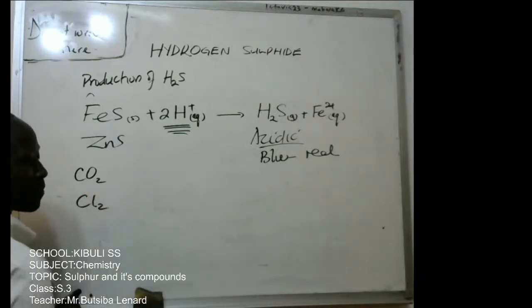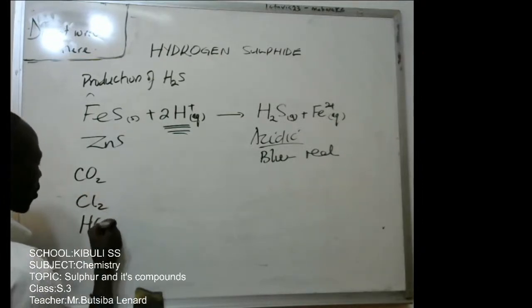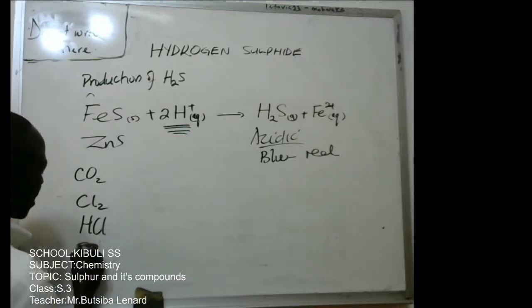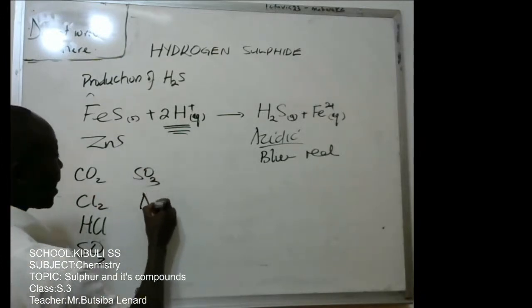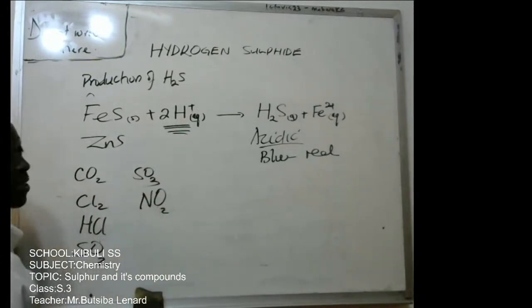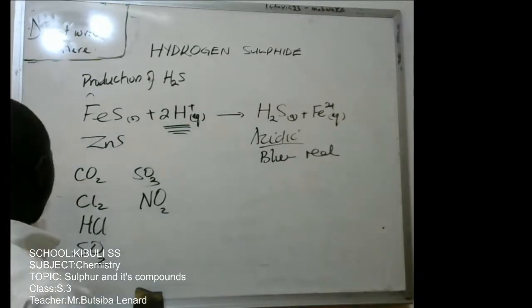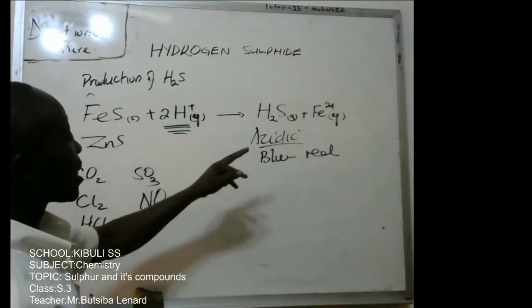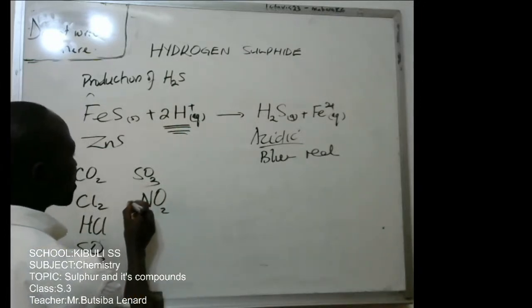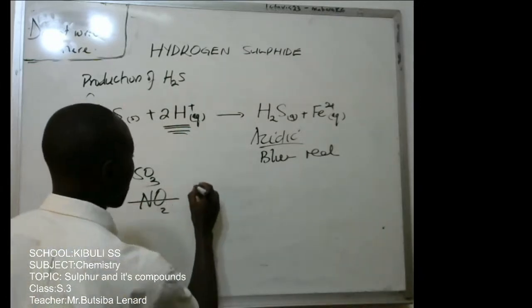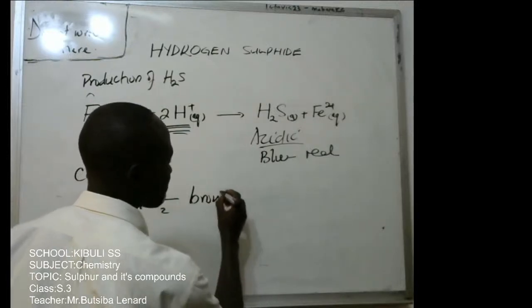Chlorine can do it. Hydrogen chloride can do it. Sulfur dioxide can do it. Sulphur trioxide can do it. Nitrogen dioxide can do it. So there are many gases that are capable of turning blue litmus paper to red. However, nitrogen dioxide is a colored gas. It is brown. So I remove that one.